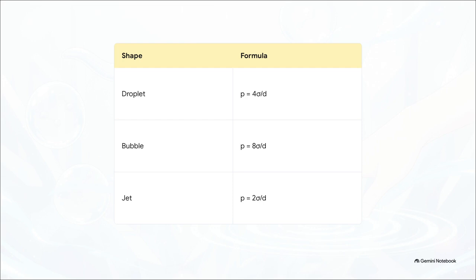But think about a hollow soap bubble. It actually has two surfaces, an inner one and an outer one, both touching the air. Because it has two surfaces, that tensile force gets doubled, so the formula becomes P equals 8 times sigma over d. Finally, a liquid jet, which is a long cylinder rather than a sphere, is governed by P equals 2 times sigma over d. When you look at these multipliers side by side, the 4, the 8, and the 2, it makes the underlying physics really easy to remember.